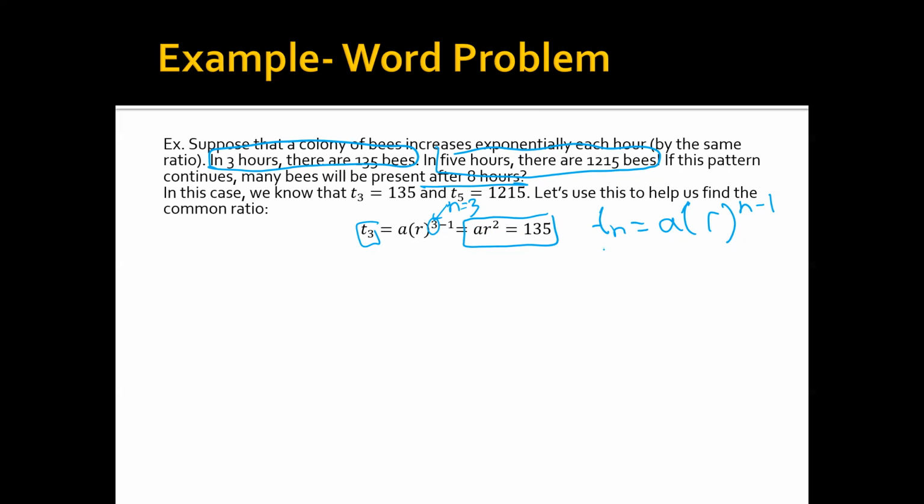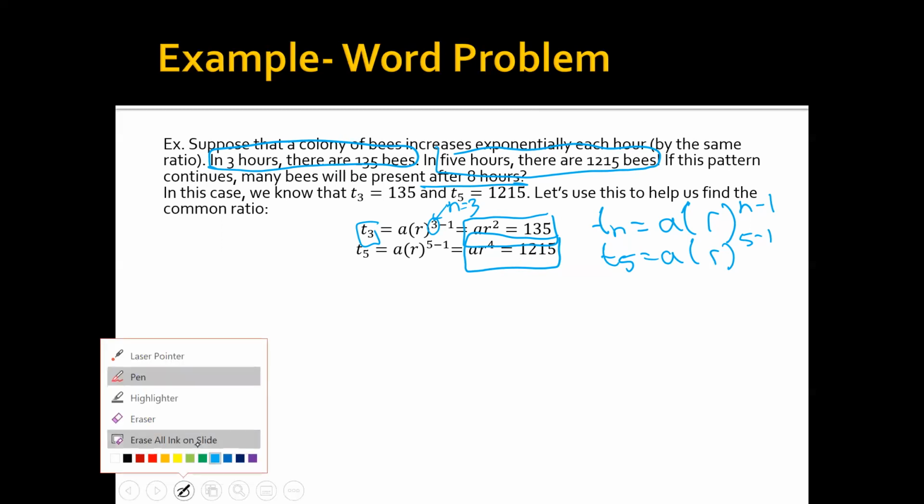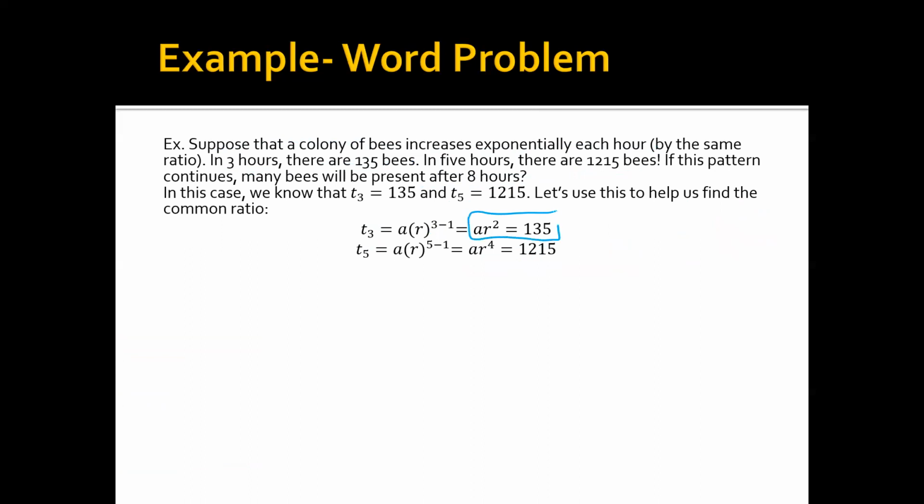Can we do this for the fifth term? Absolutely. We're going to follow the exact same step. For the fifth term, we would take A times R to the power of 5 minus 1. Again, we don't know what A or R is, but I can at least sub it into the formula that we have so far. And 5 minus 1 gives me 4, so I end up with AR to the power 4. A times R to the power 4 is equal to 1,215. So now that I have these two pieces of information, how can I solve for A and for R?